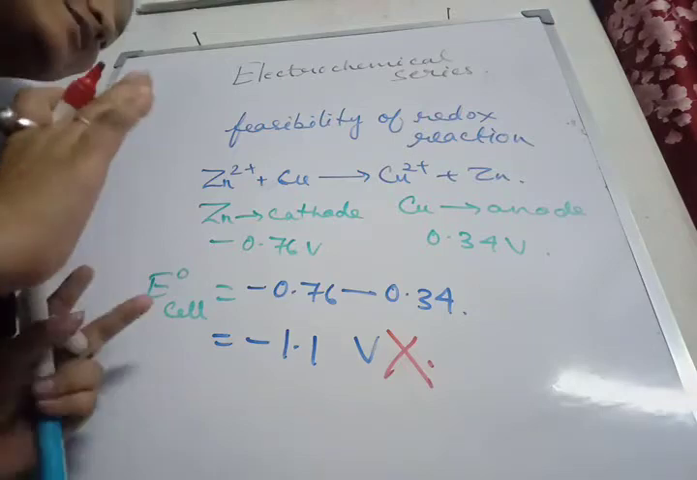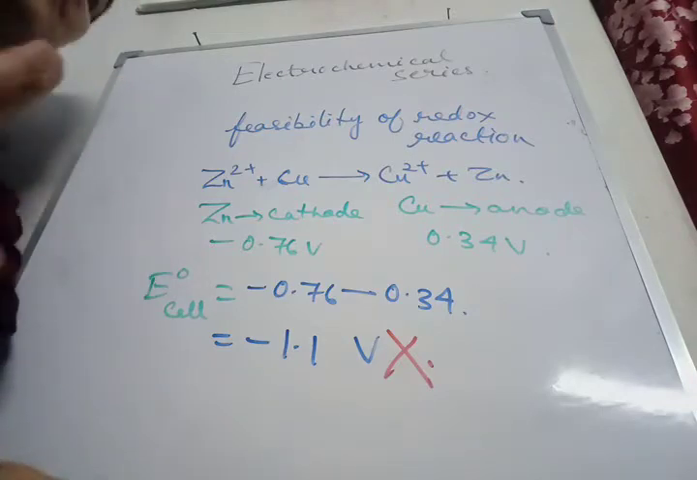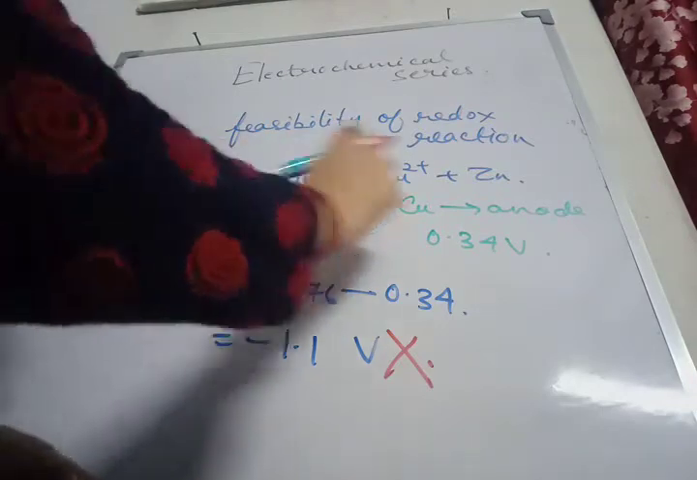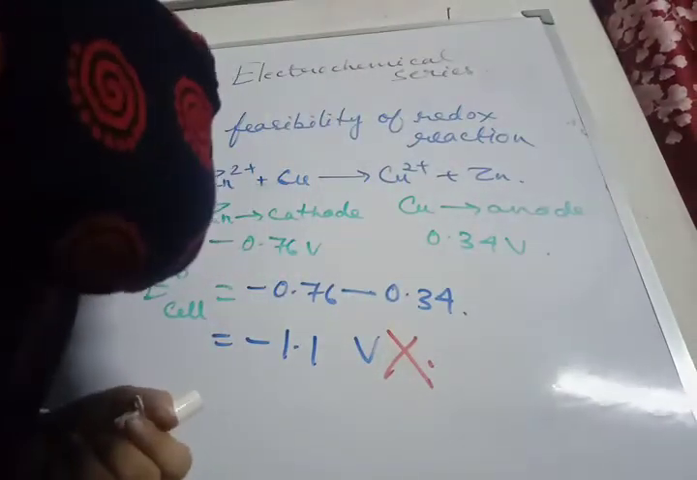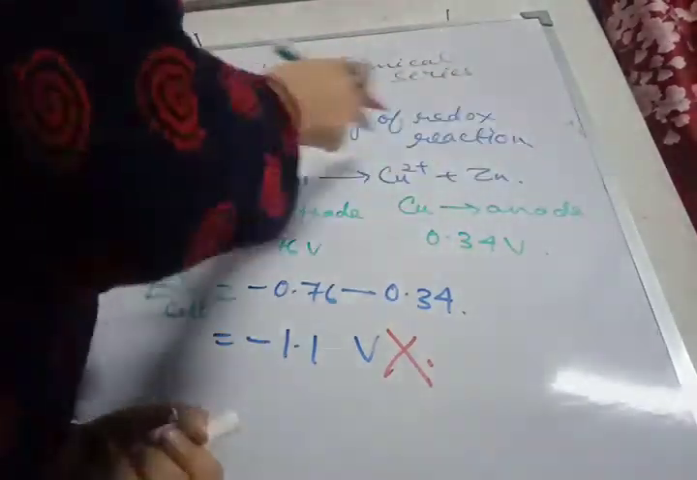If the E0 cell value is not positive, then that reaction will not occur. That means this reaction is not possible. But the reverse reaction is possible.